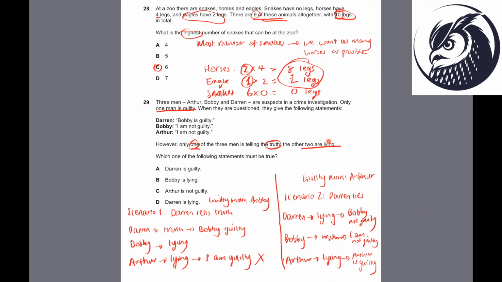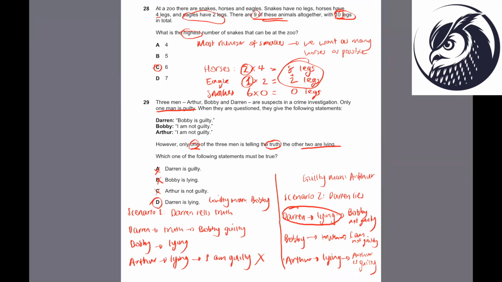So which of the following must be true then? Let's have a look. Darren is guilty. No, that's not true. We know Arthur is guilty, so we can cross that out. Option B says Bobby is lying. No, Bobby's telling the truth, so that is also a false statement. C says Arthur is not guilty. No, remember we concluded Arthur is the guilty man, so it's not going to be C. And therefore, it has to be D. Is Darren lying? Yes, Darren is indeed lying. So this is the true statement.